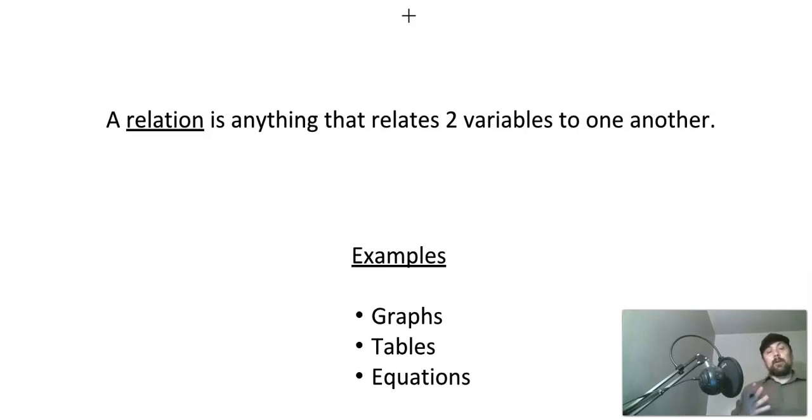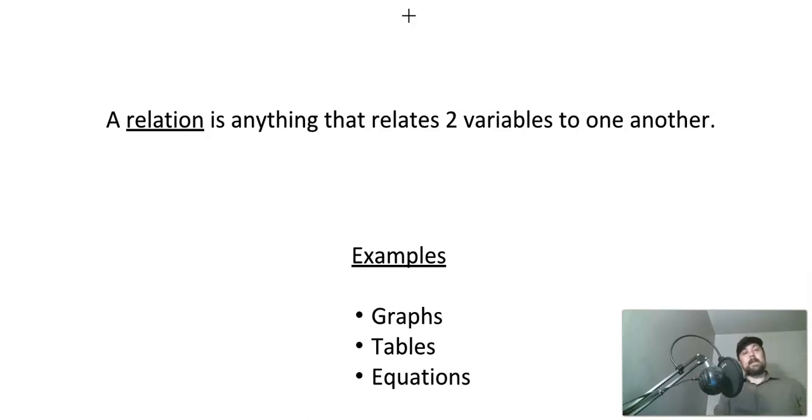So on a graph, when you draw a picture on a Cartesian coordinate system, like a parabola or a circle or a line, you have points on that drawing, and those points have an x coordinate and a y coordinate. So each point is connecting an x value to a y value, so that makes it a relation. It's showing you how the x and y values are related to each other.